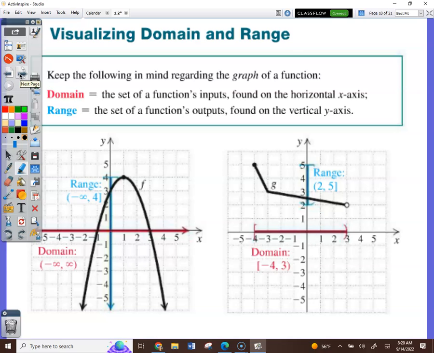Now what we're going to do is what I find to be easier. The exact same thing, but this time I'm giving you the graph. So instead of me giving you the function and you have to actually think to yourself, are there restrictions here? This time I'm going to give you the graph and you're literally reading the graph to see what is the domain covered and what's the range that's covered.